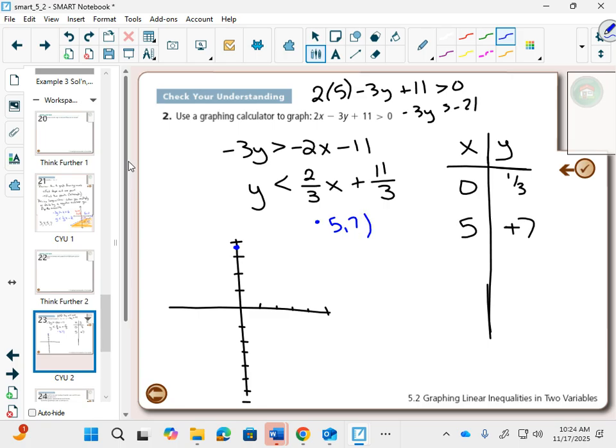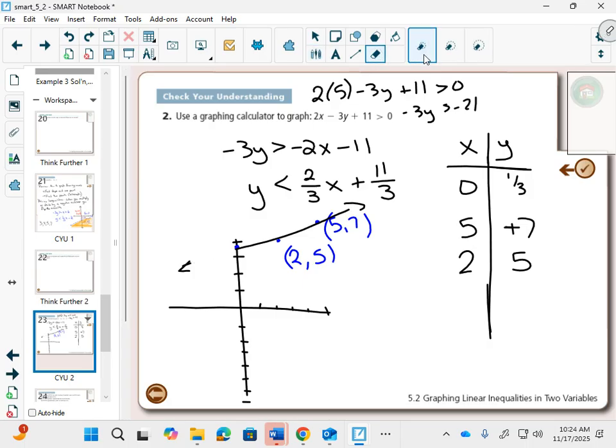And then if you went down 2 and over 3, where would you get? 2 and 6. Down 2, 2 and 5? Does that work out nicely? Rise of 2, run of 3, yep, 2 and 5. And draw a nice straight line. Should this line be solid or dotted? Dotted. Hence what I said, this is my technique for drawing dotted lines.